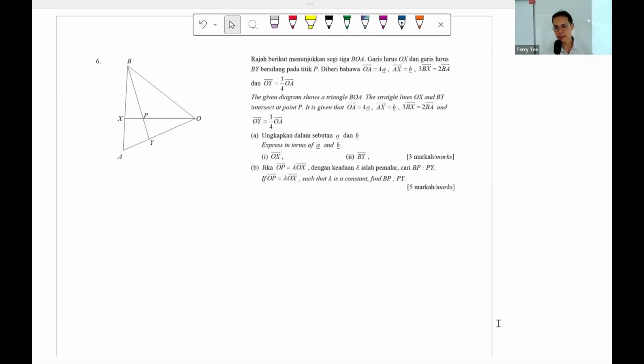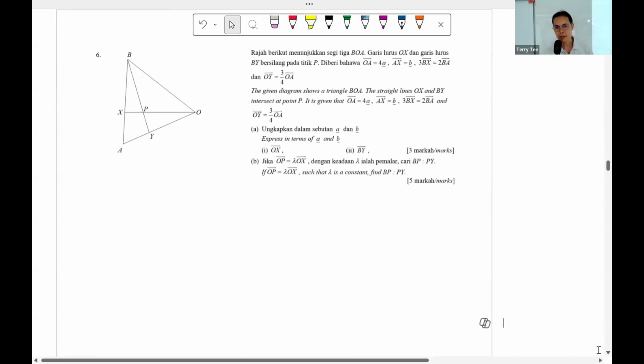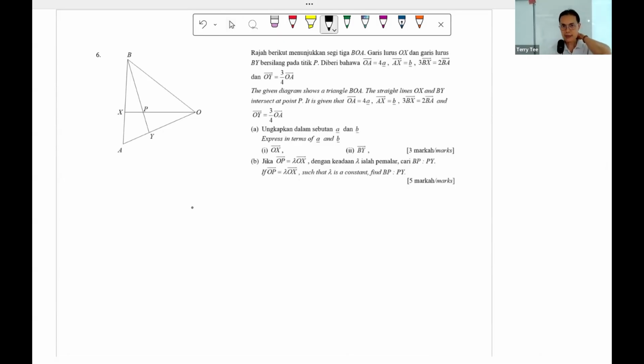Okay, question number 6. This is from chapter 8, vectors. Okay, sorry, once again. The diagram shows a triangle BOA, straight lines OA, OX, BY intersect at B. It is given that OA is 4A. AX is B. Okay, maybe I label AX first. This is B, right? 3BX is 2BA.